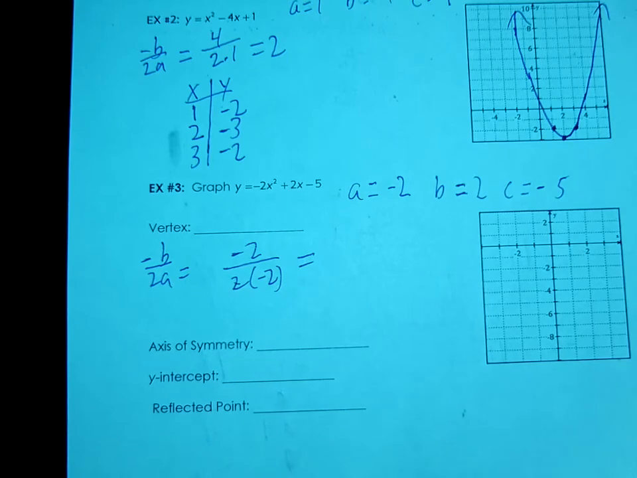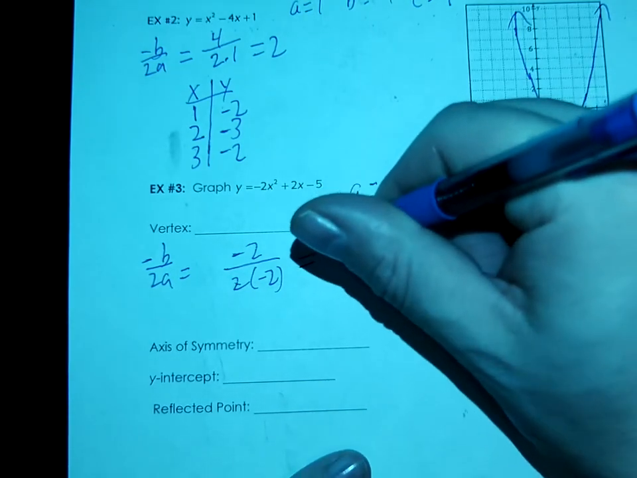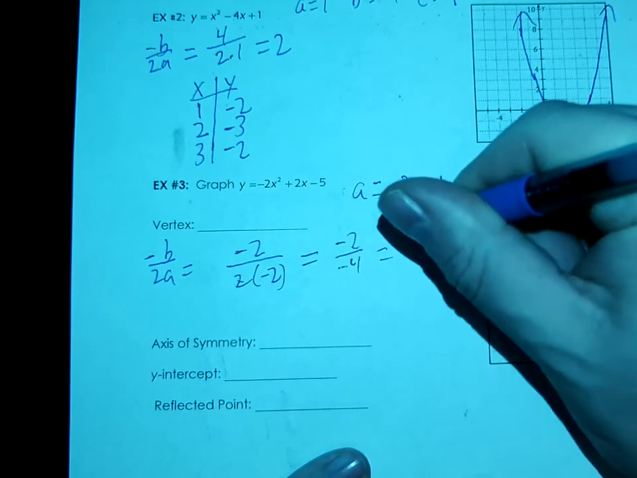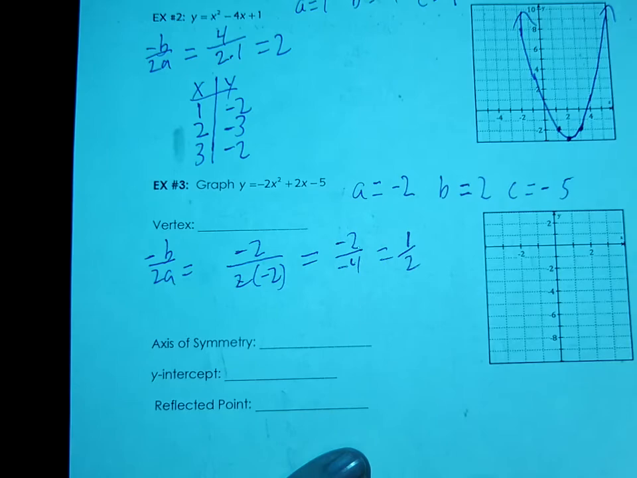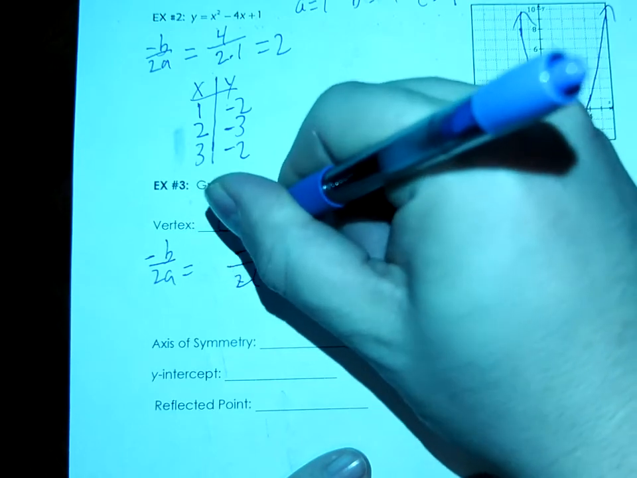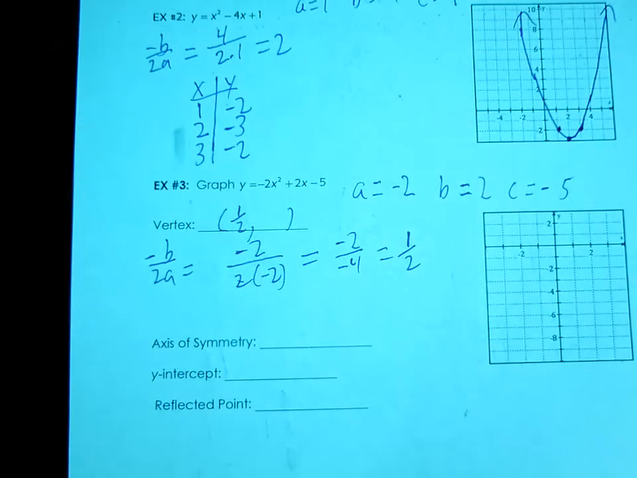Excuse me. So that's a 1/4. -2 over -4, 1/2 I meant. So that's my axis of symmetry, and it's also my x value of my vertex. The issue here again is finding this y value. That's the only real issue here.